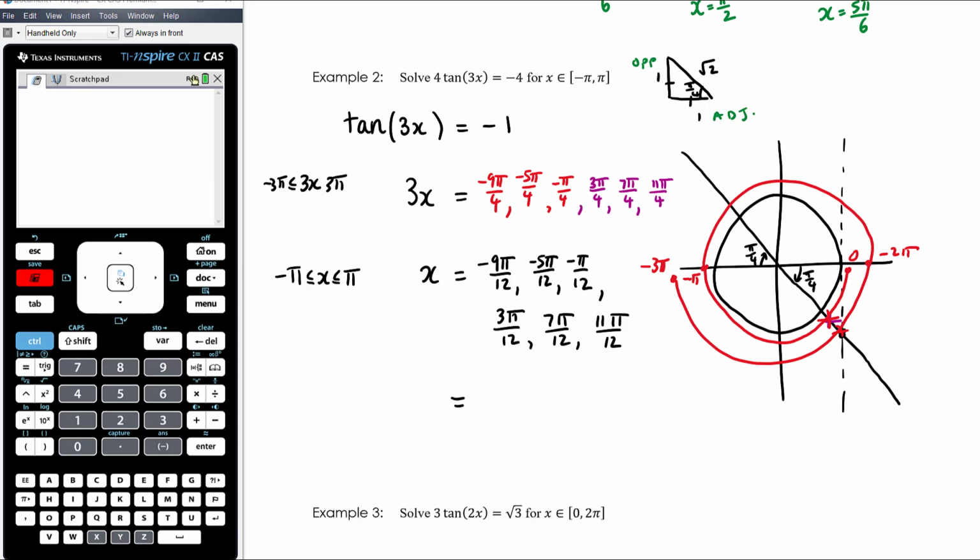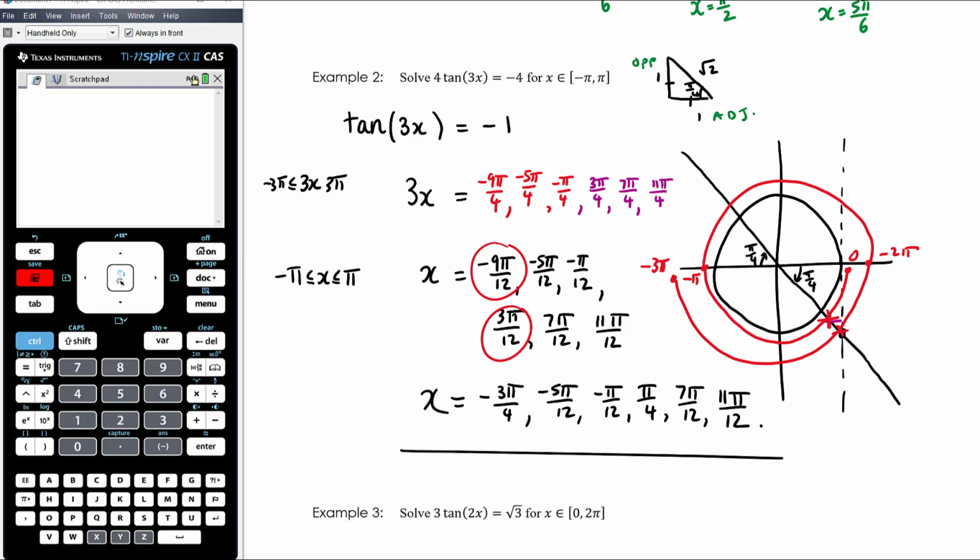Simplifying, so a couple of these aren't in simplest form. 3 is a common factor there, 3 is a common factor there. So let's list them all out properly. So minus 3 pi on 4, minus 5 pi on 12, minus pi on 12, pi on 4, 7 pi on 12, and 11 pi on 12. And there we have our six solutions to that equation.